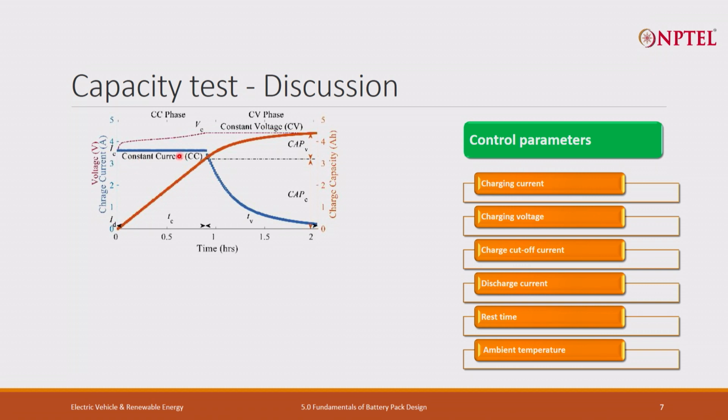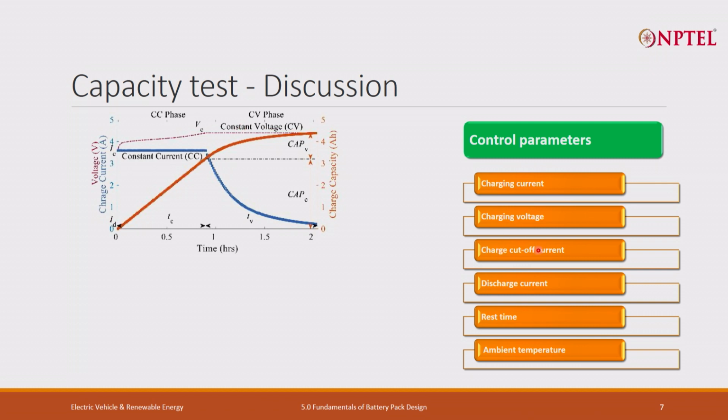The next is the charging voltage. So charging voltage means the maximum voltage of the cell in the CV phase. When you stop the CC phase, the cell reaches the maximum voltage, and when the taper current starts down, the voltage is kept constant. So charging voltage would mean the maximum charging voltage in the CV phase.